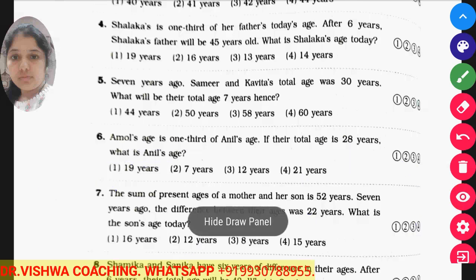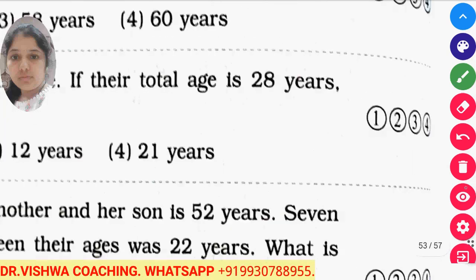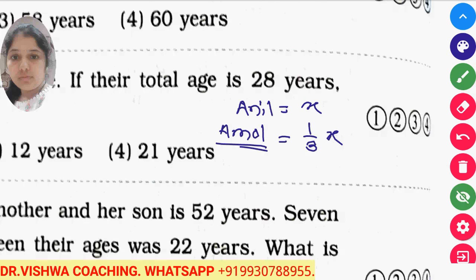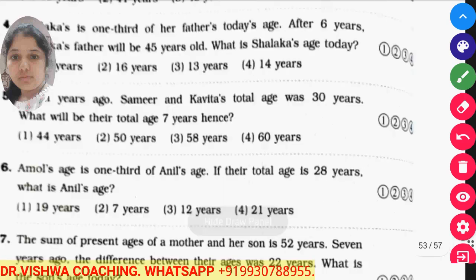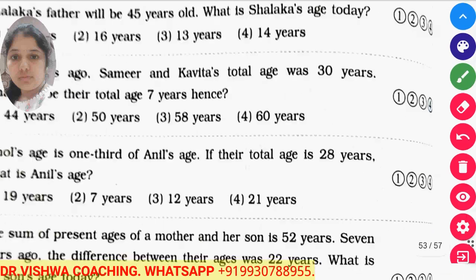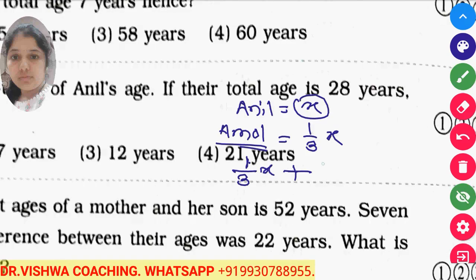Not understood? I will explain it again. Now see. What is the age of Anil? We assume Anil's age as x. Now what is the Amol's age? They said that Amol's age is one third of Anil's age. Okay. Now whatever age is Anil, one third of it is Amol's age. Now one third x. They had given that Amol's age is one third of Anil's age. Okay. Now we know that one third of x plus x is equal to 28 years old because their total age is 28 years old.